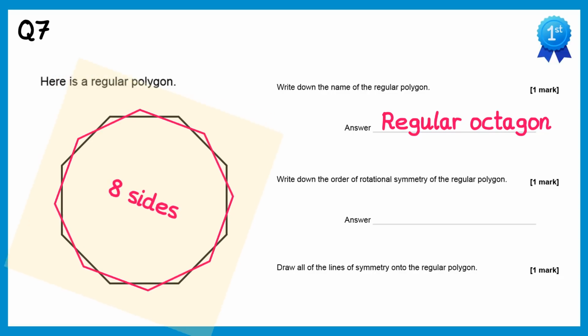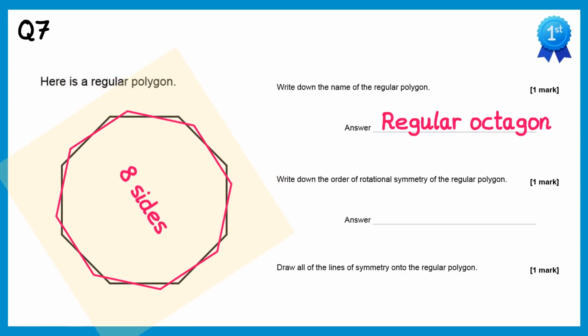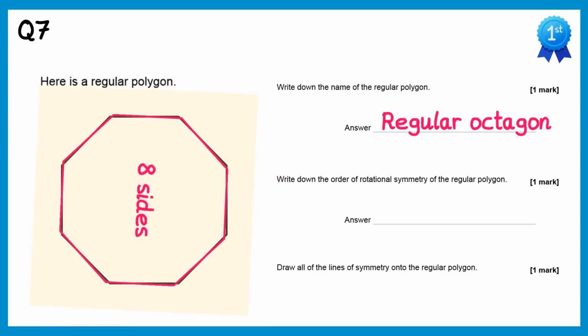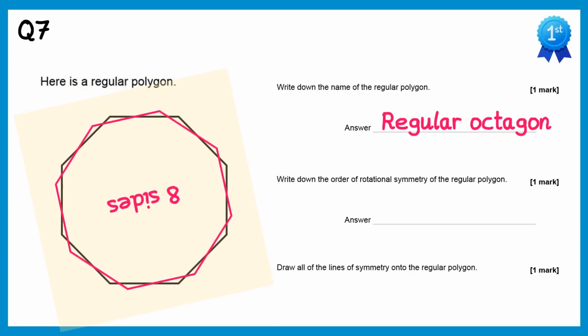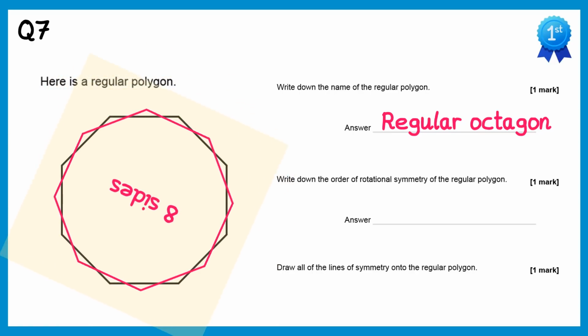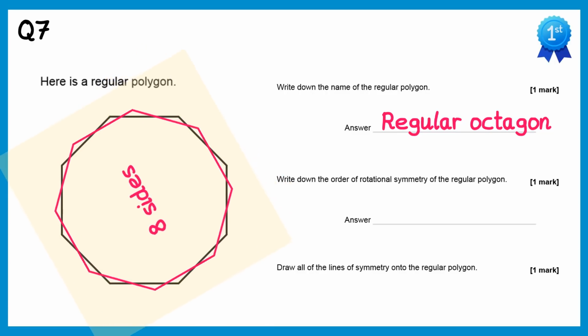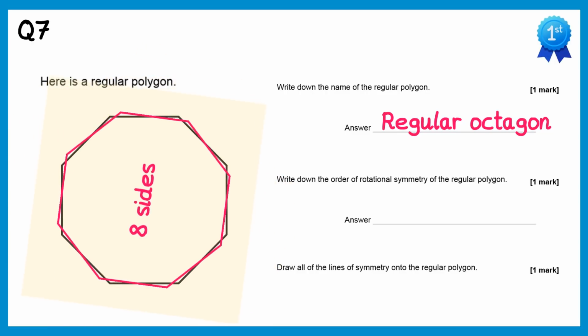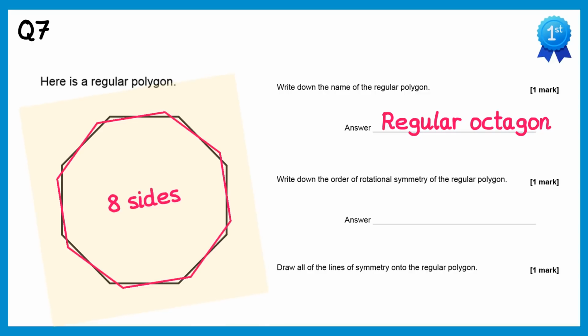So we'll go 1, 2, 3, 4, 5, 6, 7, and 8. So the rotational symmetry is 8.